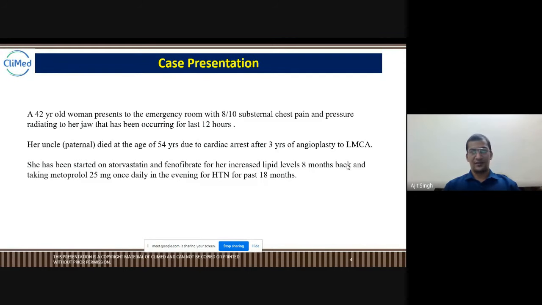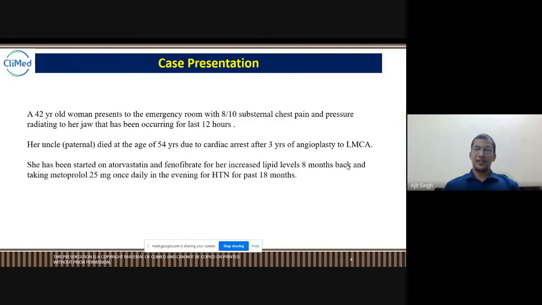Everything is clear here. Okay, in this case, everything is clear. Still you have to tell me. And she is taking metoprolol 25 mg once daily in the evening for hypertension for the past 18 months. Got it? She is taking metoprolol as well, 25 mg for the past 18 months. So I hope you understand the case.